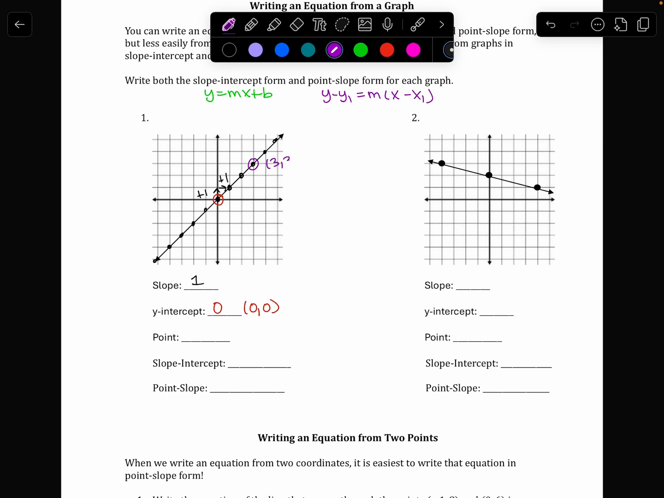And then you have 1,000 options in this graph for a point. So just choose one that you like. I like this point. This point is 3, 3, but you can choose any point on your graph as long as it goes through that line, or as long as the line goes through that point.